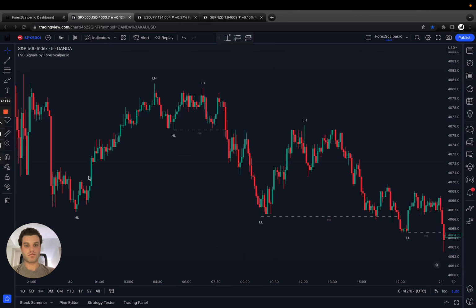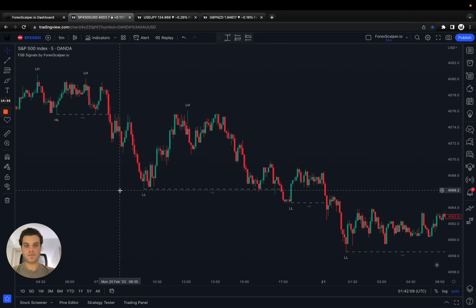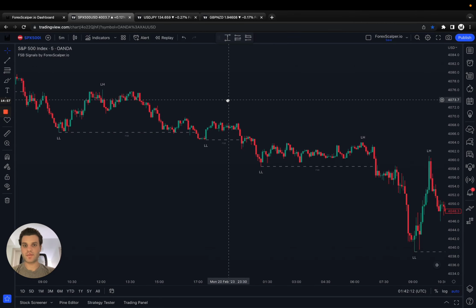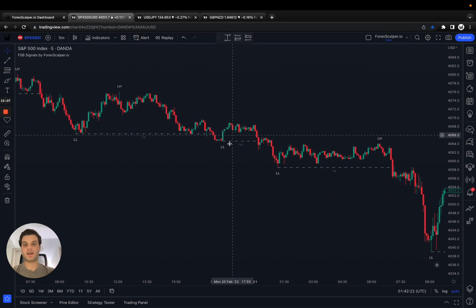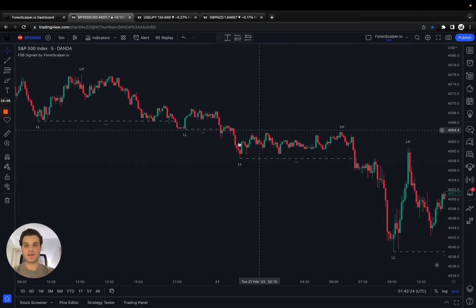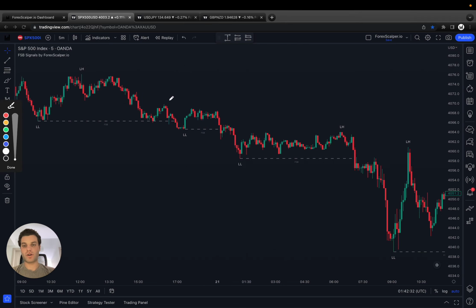Let's continue. Let's try to find some examples that we wouldn't have taken. So right here, this would have been valid as well because the previous anchor point was a lower high, which means we're trending to the downside. Same here, previous anchor point was a lower high. Now, if there was something up here, it would have painted as a higher high. Then we wouldn't have taken this.